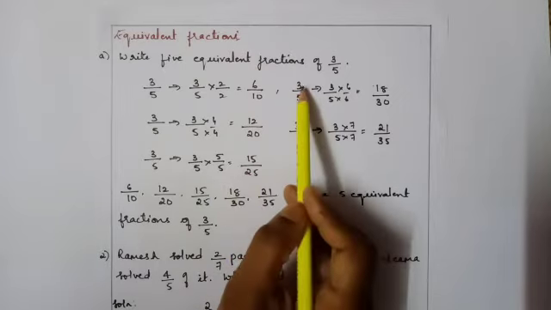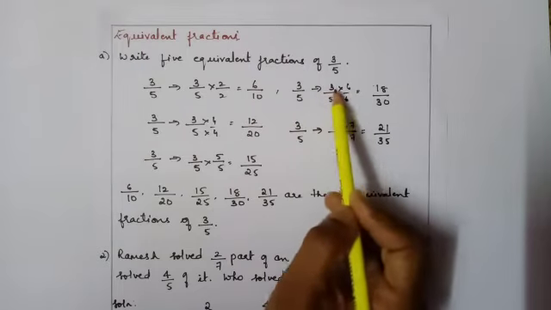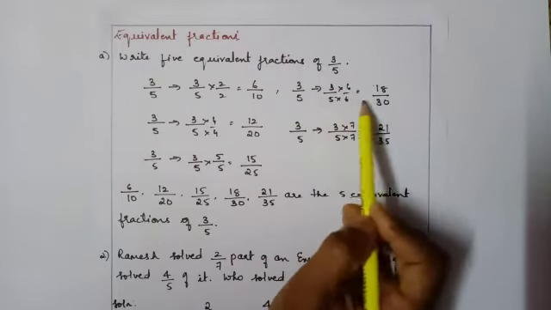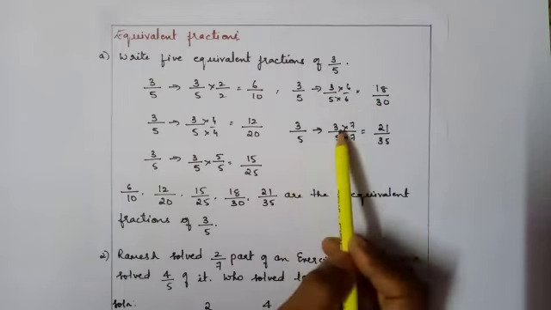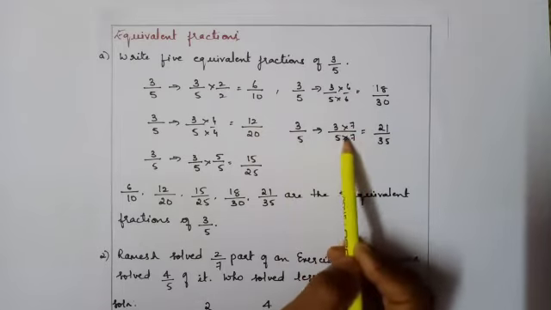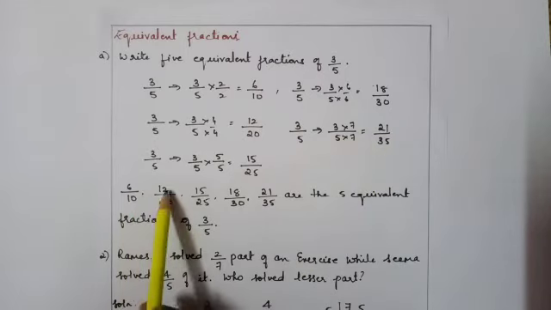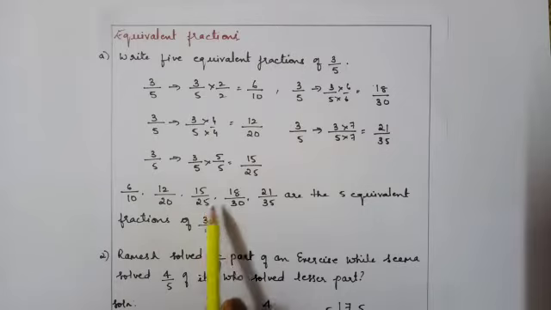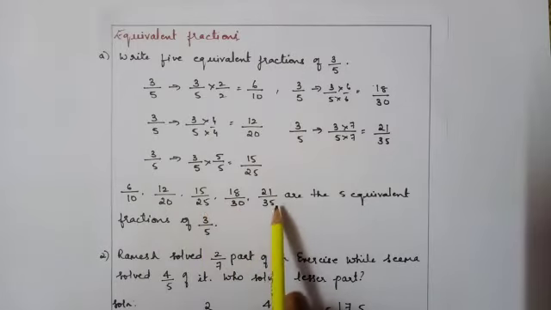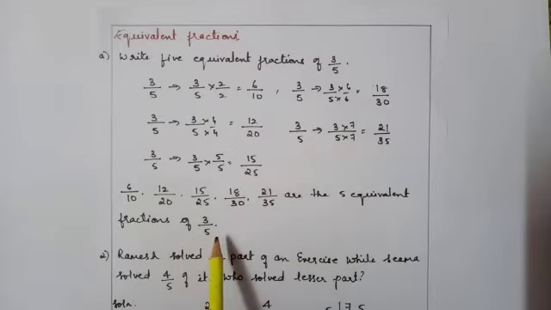Next, I will take the 3 by 5 again. I will multiply both the numerator and denominator by the number 6. 3 6s are 18, 5 6s are 30. Next again, numerator and denominator I will multiply by 7. 3 7s are 21, 5 7s are 35. So, 6 by 10, 12 by 20, 15 by 25, 18 by 30, 21 by 35 are the 5 equivalent fractions of 3 by 5. Like this, we can extract many equivalent fractions of 3 by 5.